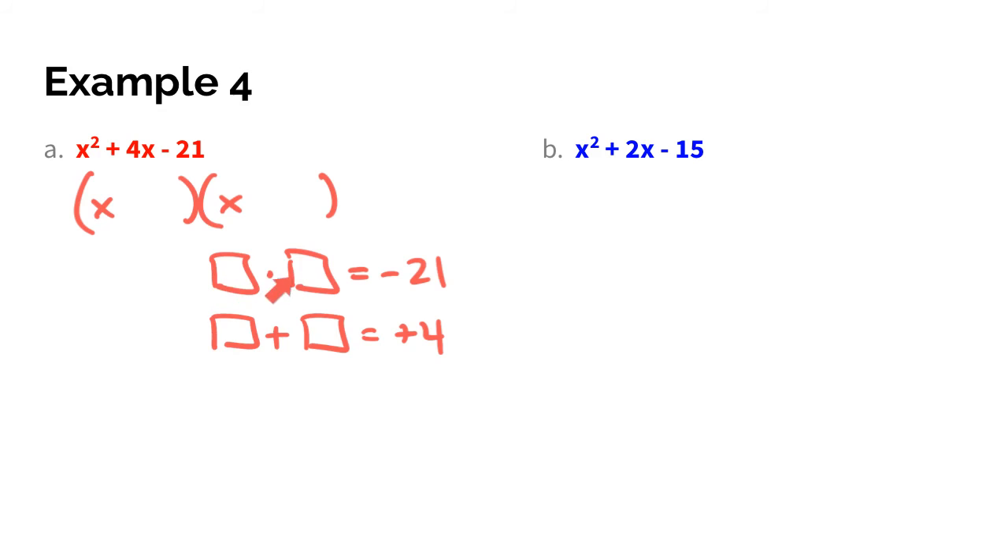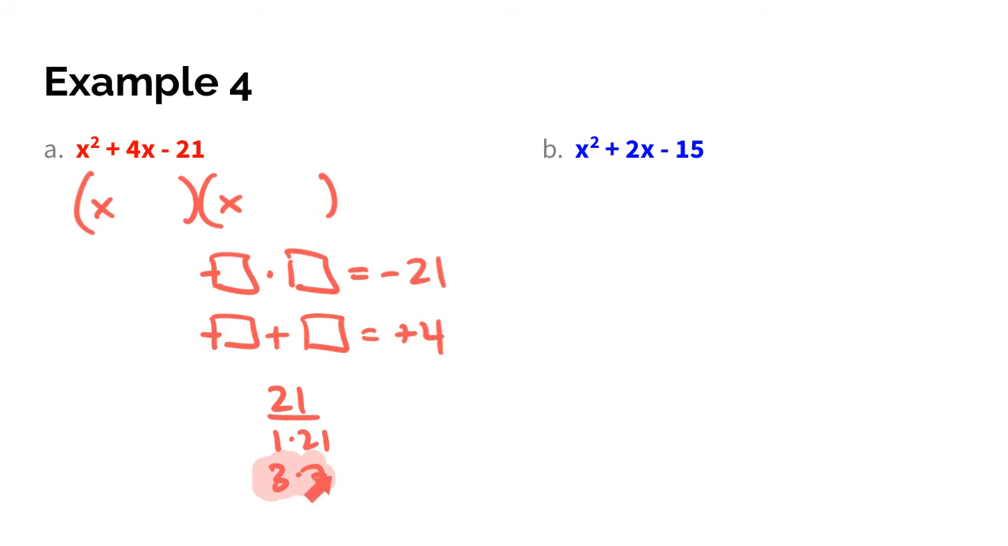If I have two numbers that multiply to a negative number, that must mean that one of these boxes has to be a negative, okay? So if I think of factors of 21, I have 1 and 21 and 3 and 7. Hopefully you can see that the combination of 3 and 7 could get me to negative 21, and it can get me to 4.